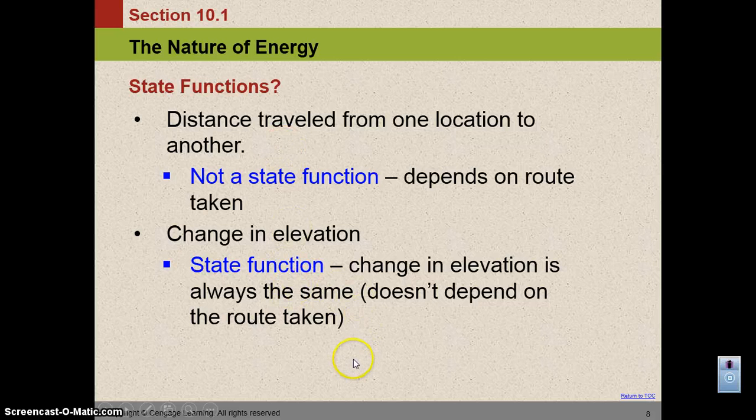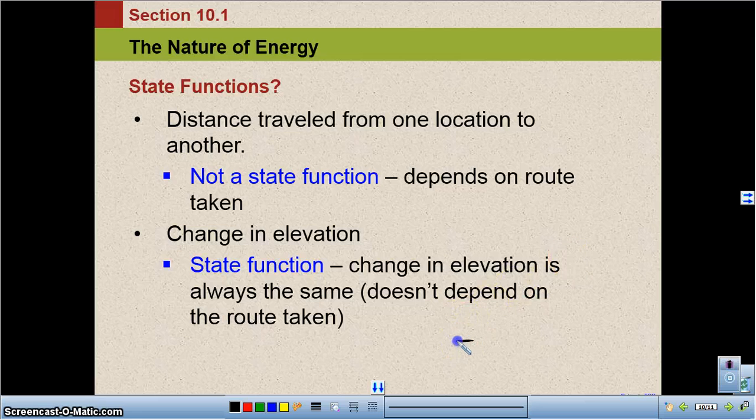However, when I get to Denver, there's a definite difference between where St. Louis is here, and here's the arch in St. Louis, and how high up it is compared to Denver up here in the mountains. So this difference between here and here is a state function because it doesn't matter what route I take to get from point A to point B, the elevation itself is always going to be the same.